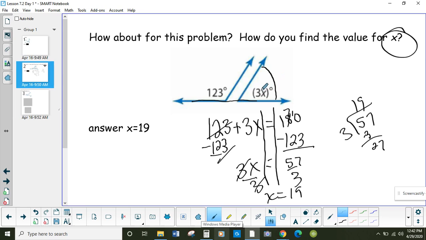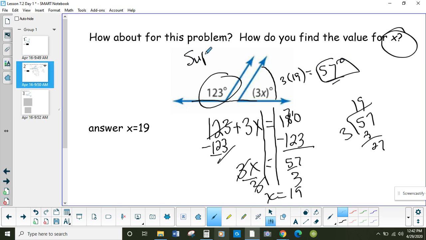And hopefully you said no, it's 3x, which is 3 times 19 or 57 degrees. And this should add up to what, since they are supplementary angles? And the answer is they should add up to 180. So that would be a great way to check our work, right? Especially with a calculator, you can do that real quick. I got 10, carry the 1, equals 180. I know I did it right because lines or straight angles are 180.